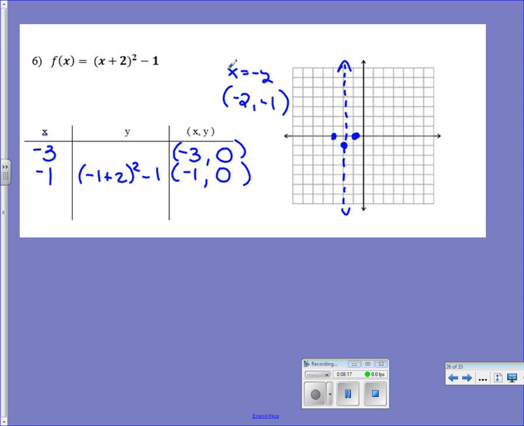And then I should probably go 1 more to the left. So 1 more to the left would be -4. 1 more to the right would be 0. And let's see, which one should we plug in? Let's plug in 0, because 0 is nicer. So 0 plus 2 squared minus 1, so that'd be 0 plus 2 is 2. 2 squared is 4. 4 minus 1 is 3. So I'm going to have 0, 3. So this is -4, 3.